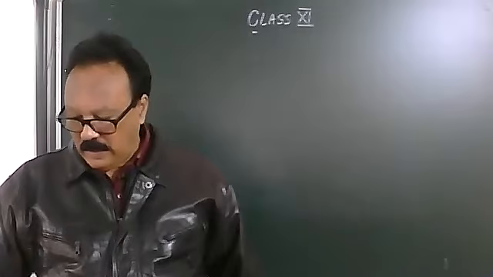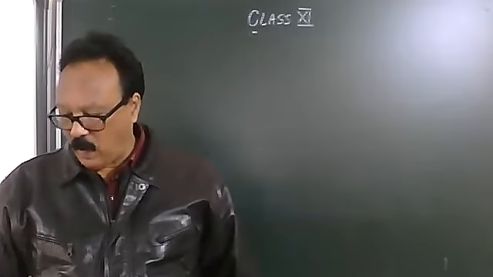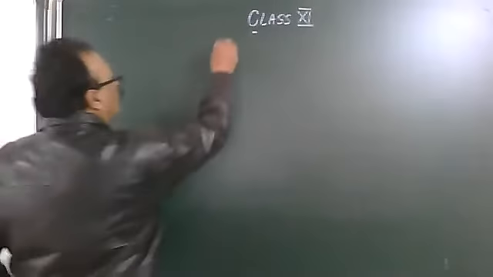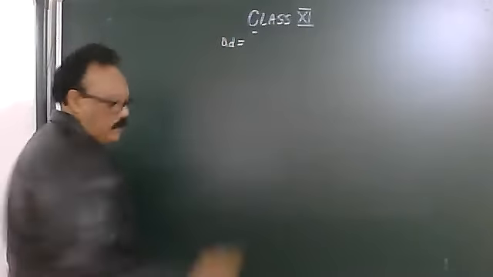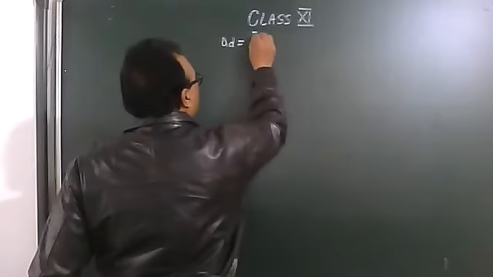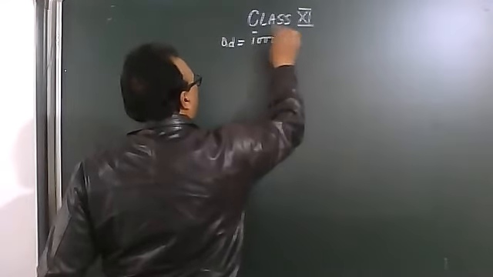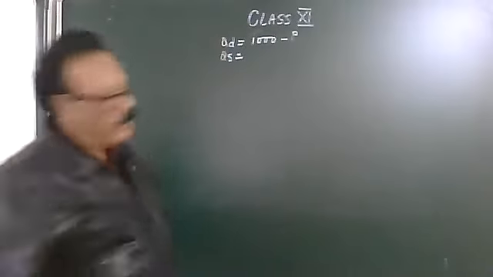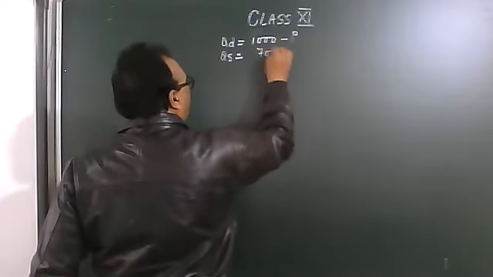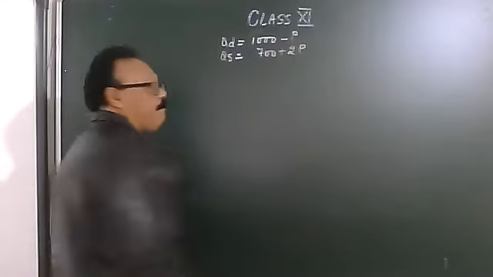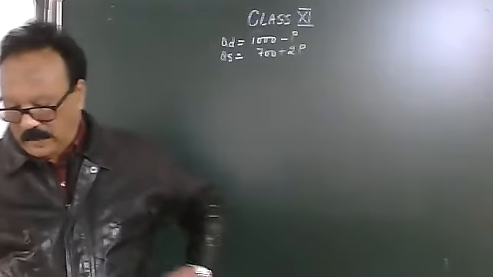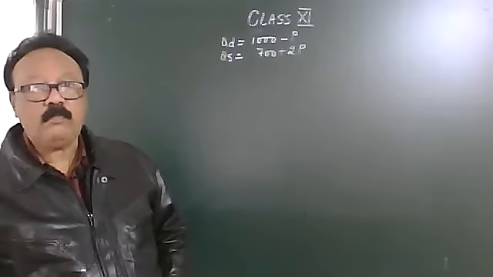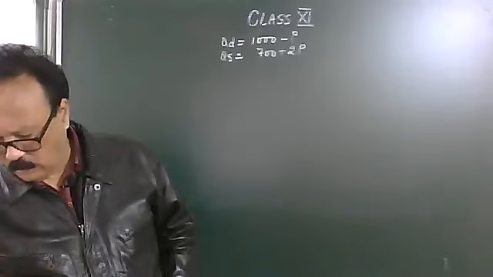suppose the demand and the supply curves of salt are given by QD is equal to 1000 minus P, and quantity supplied is given as 700 plus 2P. First, find the equilibrium price and equilibrium quantity.